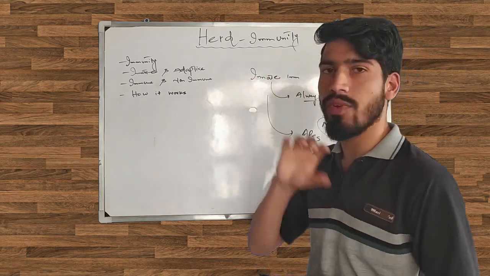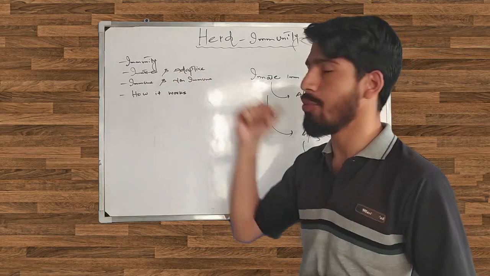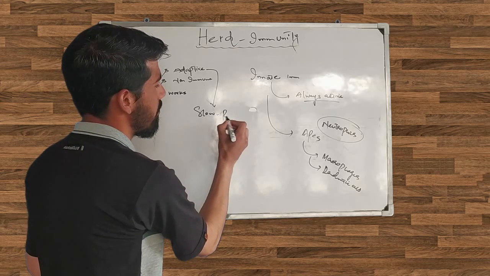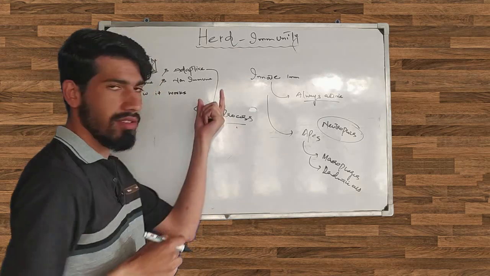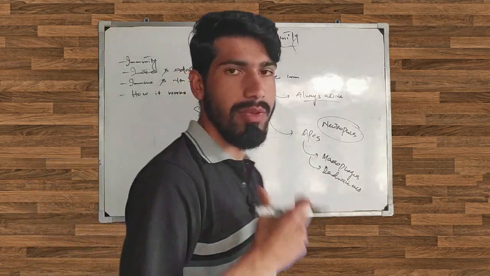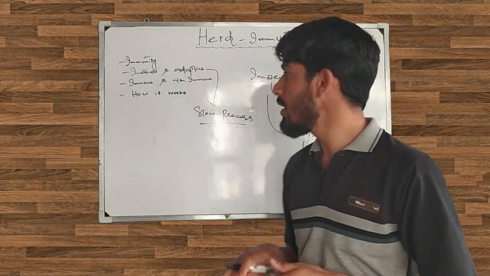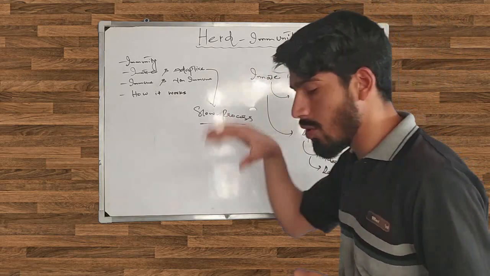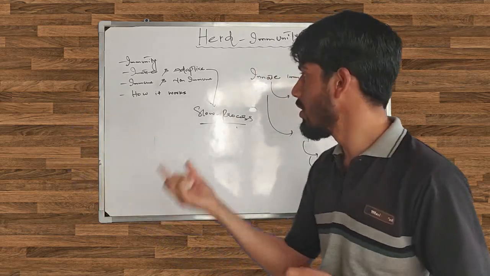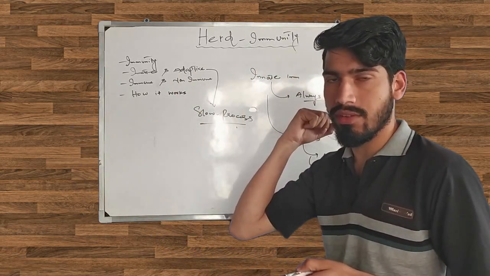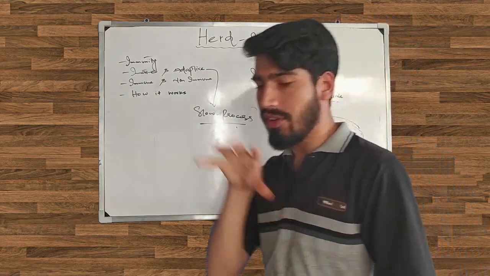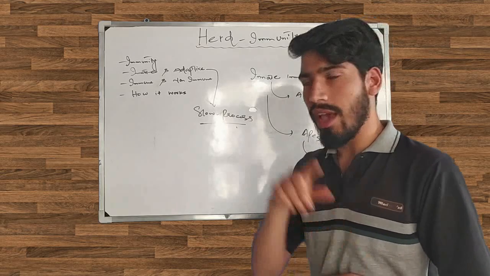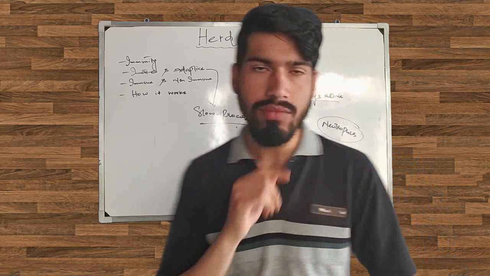The innate process is very fast, but the adaptive process is slow. It takes some days, maybe 2 days, maybe 3 days, maybe 5 days. So when innate immunity is not enough for that virus or pathogen, adaptive immunity activates. What is the job of adaptive immunity? It recognizes the antigen and produces antibodies against that antigen.